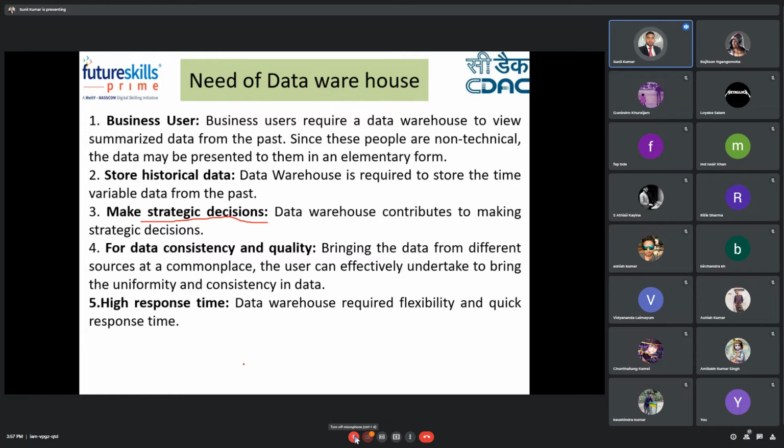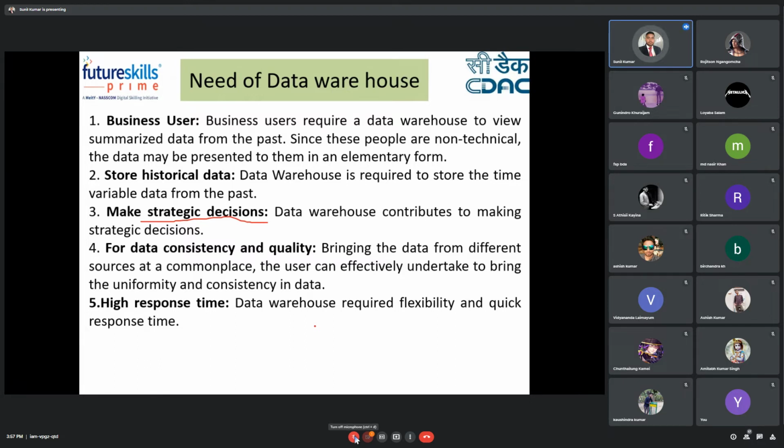For data consistency and quality, it is very important because until you define your database or data warehouse, you will not be able to maintain consistency and quality, because every user can create data in his own mind, so it is not up to standard. So to maintain the uniformity and completeness of data, you require a data warehouse.